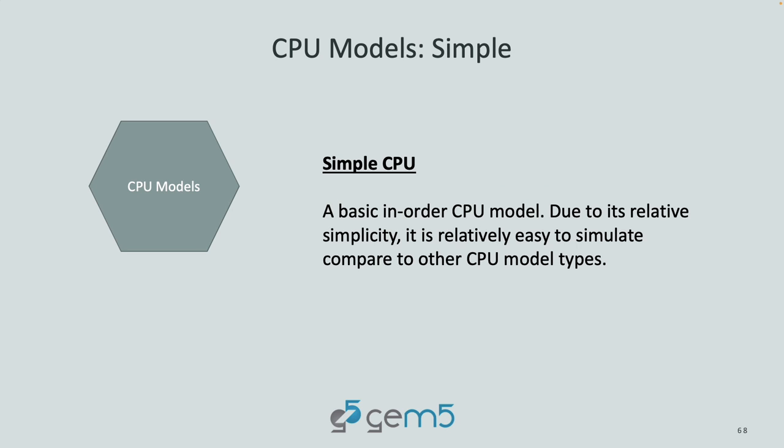Simple CPU, a basic in-order CPU model. Due to its relative simplicity, it is relatively easy to simulate compared to other CPU models. This is what you'd code up if you were trying to make the most basic CPU possible that was still functional. It's fine. It executes the instructions, does it perfectly. It's just not complex. There are various parameters you can toggle, and I'm going to show you for other models at least how you toggle these parameters, but this is how you can conceptualize the CPU model.